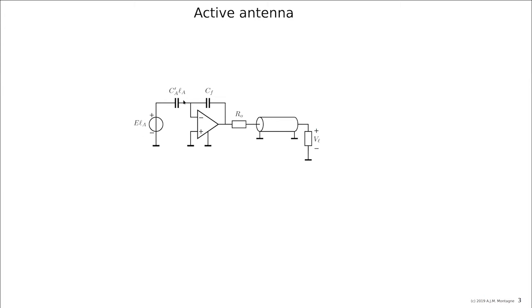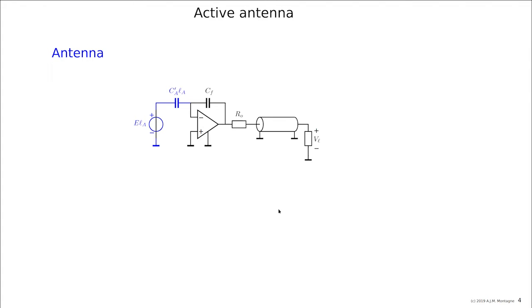The capacitance also depends on the length, so that is also expressed here. So this voltage source and this first capacitor are part of the antenna itself. Then we have the integrating transimpedance amplifier, the output resistance, the cable, and so we do brute force and the voltage across the load.